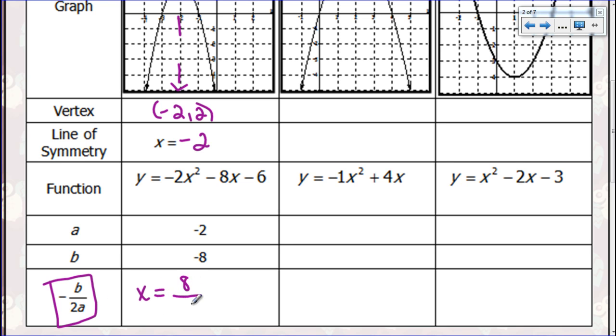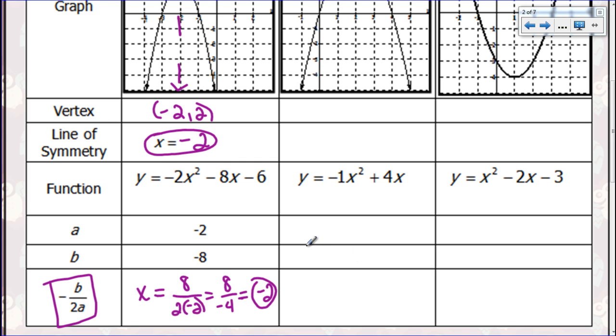And then I do 2 times a, so I do 2 times -2, and then I work out that math. So I end up with 8 over 2 times negative 2, which is negative 4. And when I do 8 divided by negative 4, I get negative 2. You see that this is the same number as what I had right here.